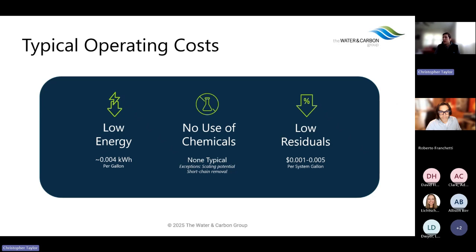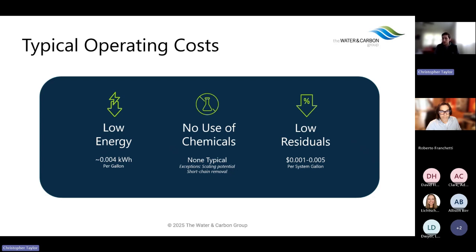For OPEX, low energy: the LEAF system is the low energy evaporative fractionation system, so we definitely hold true to that. It's about 4 watt hours per gallon. So if you take that and apply the kilowatt hour cost from your energy bill, it can guarantee you're going to get low energy usage.